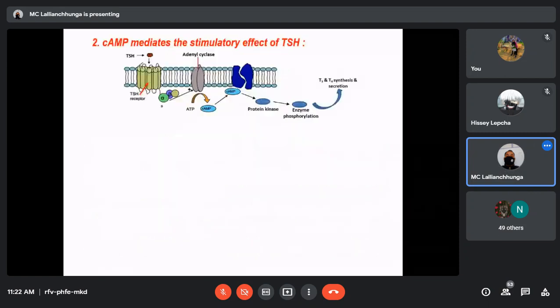Okay. Now let's see how TSH action is mediated. Cyclic AMP mediates the stimulatory effect of the TSH. Let us now go deeper. This one we have already discussed when we talked about the general mechanism of hormone action. Here I'll just tell you once again. Actually, this diagram may not be exactly correct. I did some addition here.